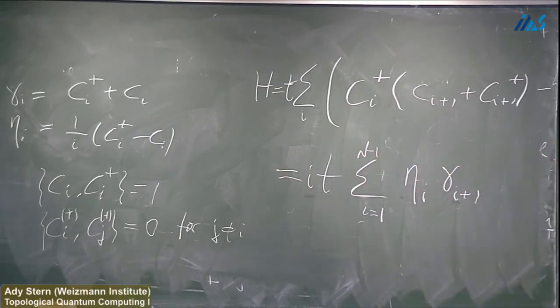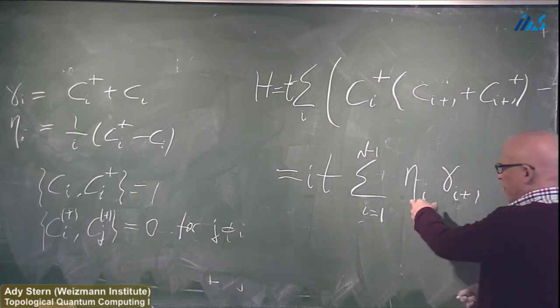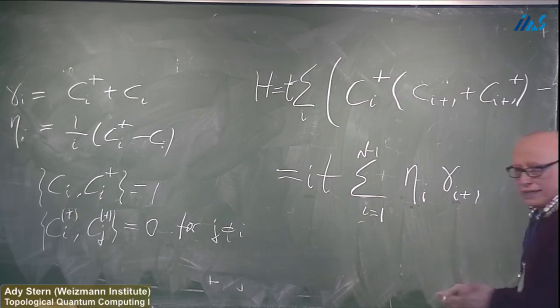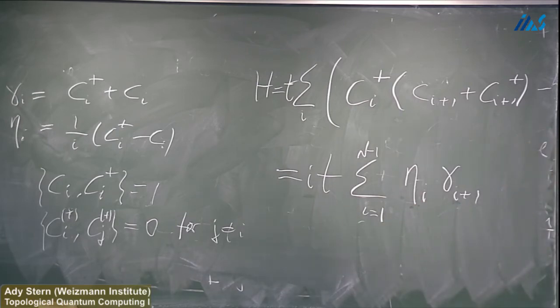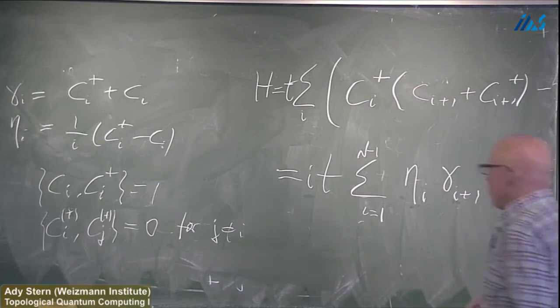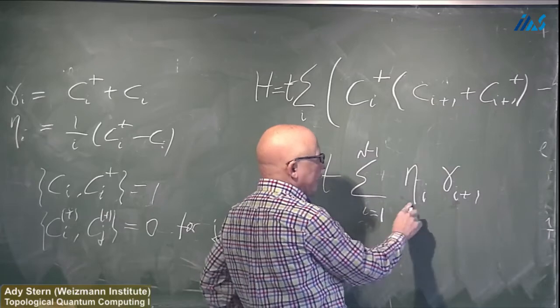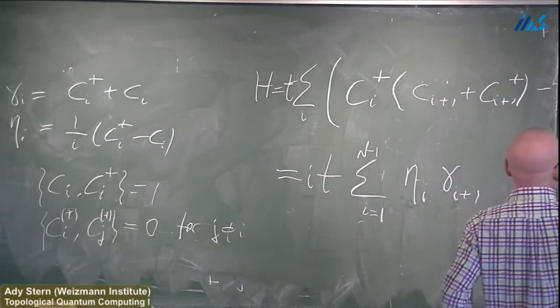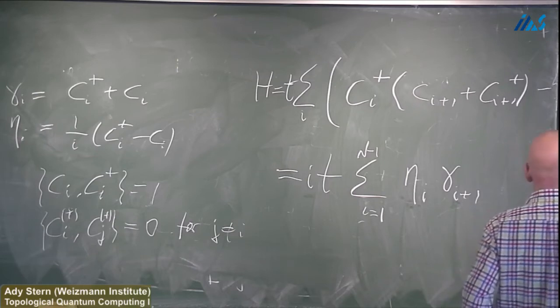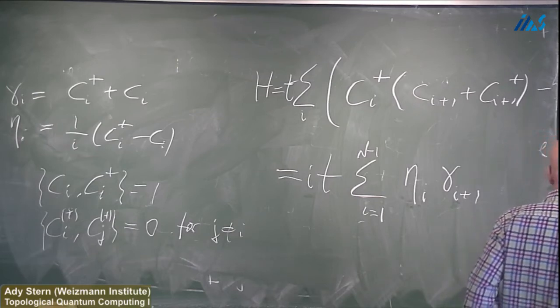So you see that we have the eta i's, all of them appearing in the Hamiltonian, the gamma i's, all of them appearing in the Hamiltonian, except two operators. We have all of them appearing except gamma 1, which doesn't appear here because we start from gamma 2, and eta n. So the Hamiltonian, in fact, commutes with gamma 1, and commutes with eta n.